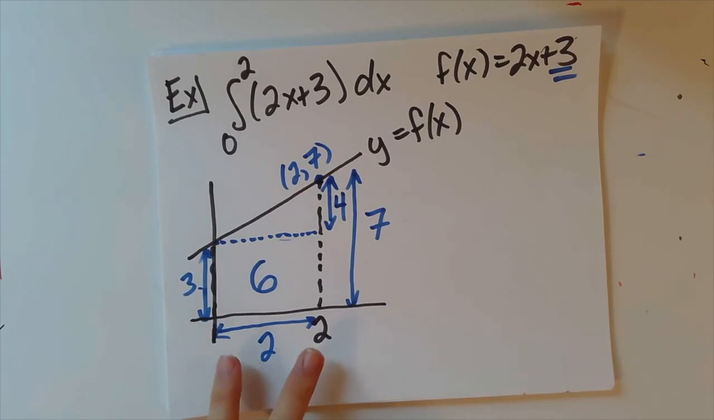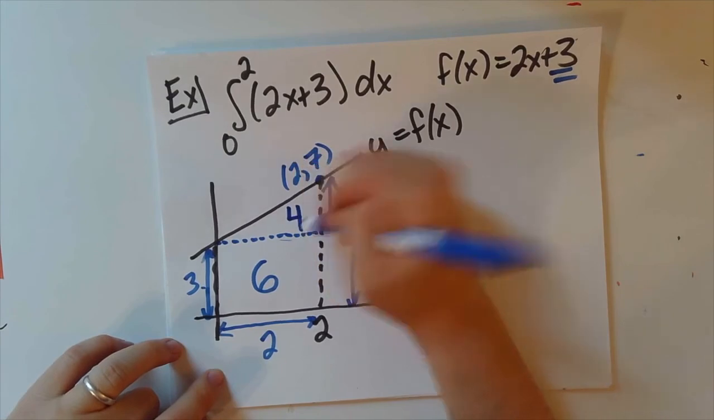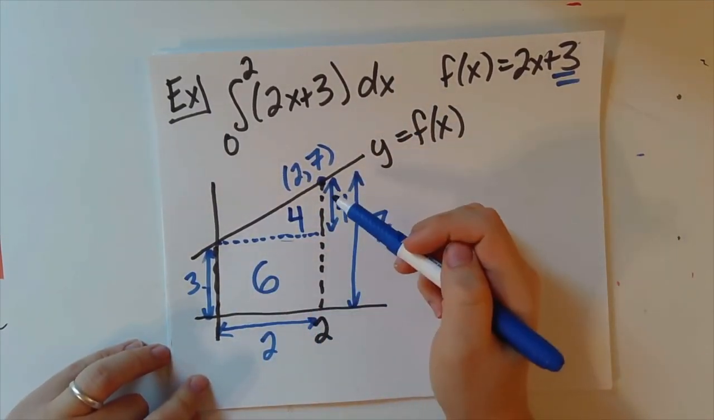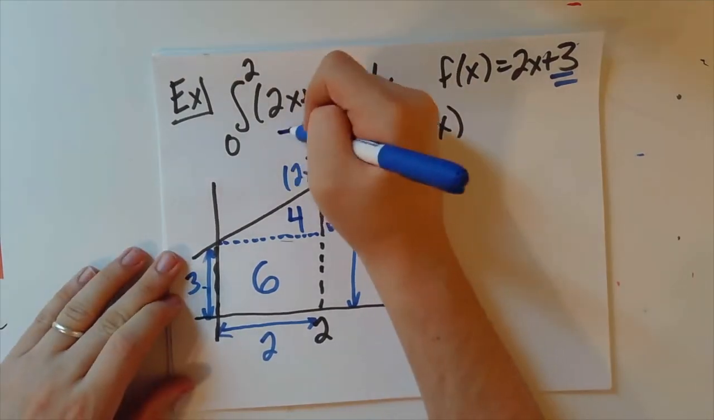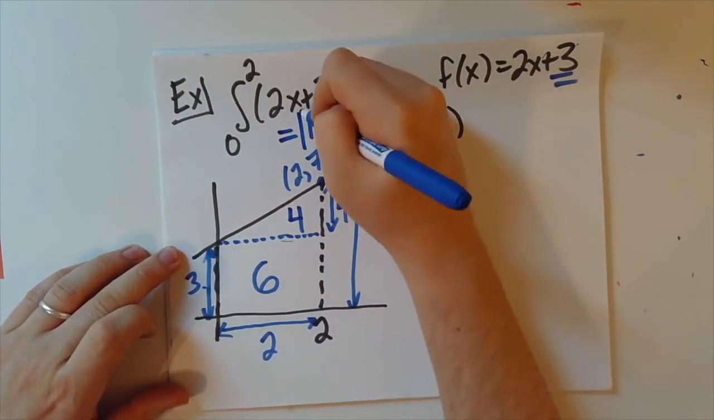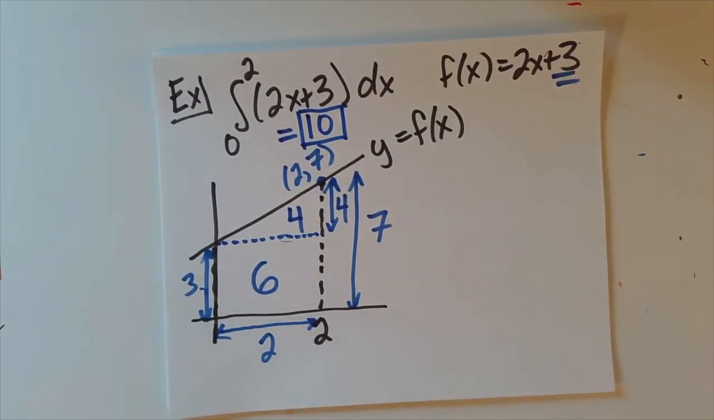And so this triangle is 2 wide by 4 high, so it's 1/2 times 2 times 4, which is to say the area of this triangle is 4. And so the total area represented by this definite integral is 4 plus 6, which is 10. Okay, and so the answer to this question is 10.